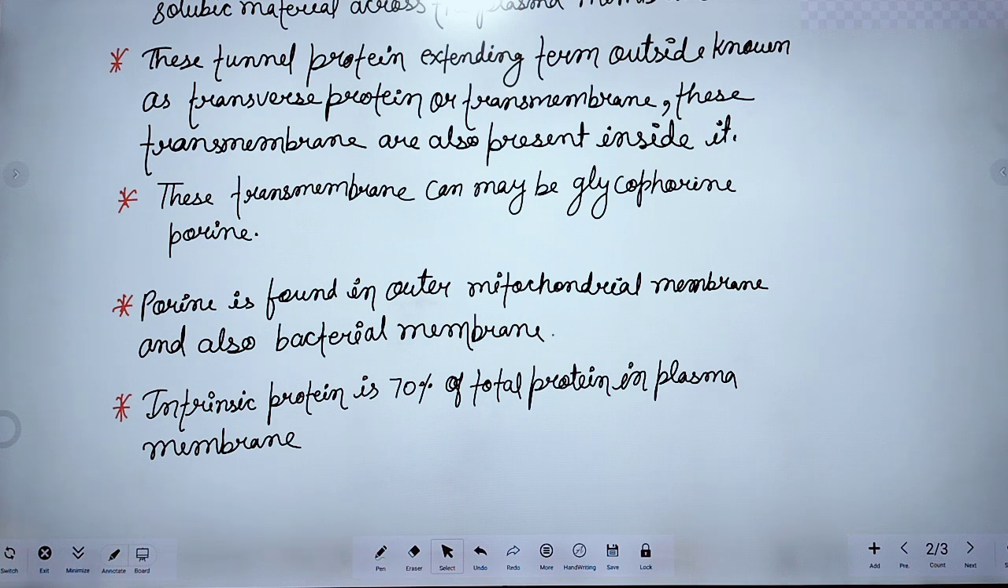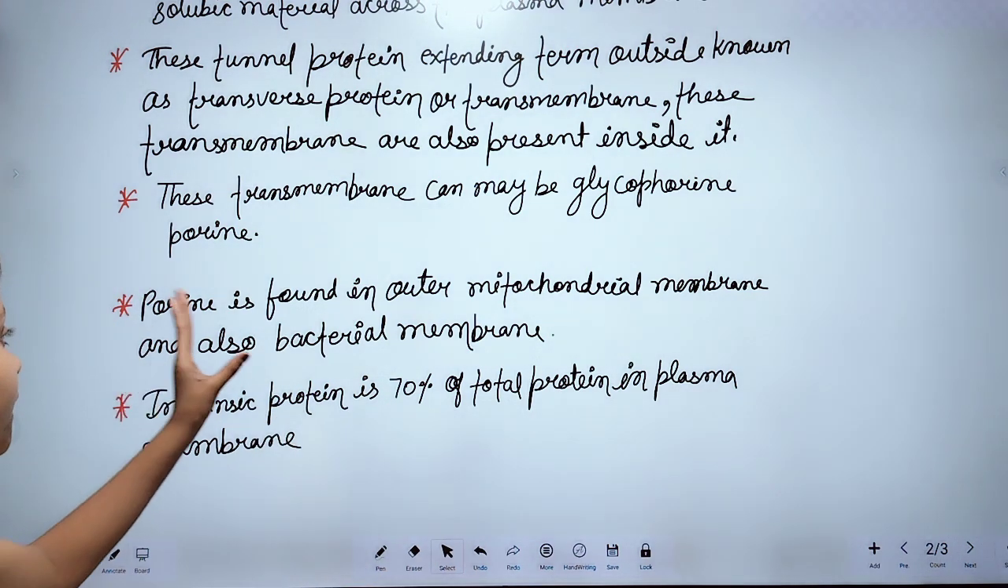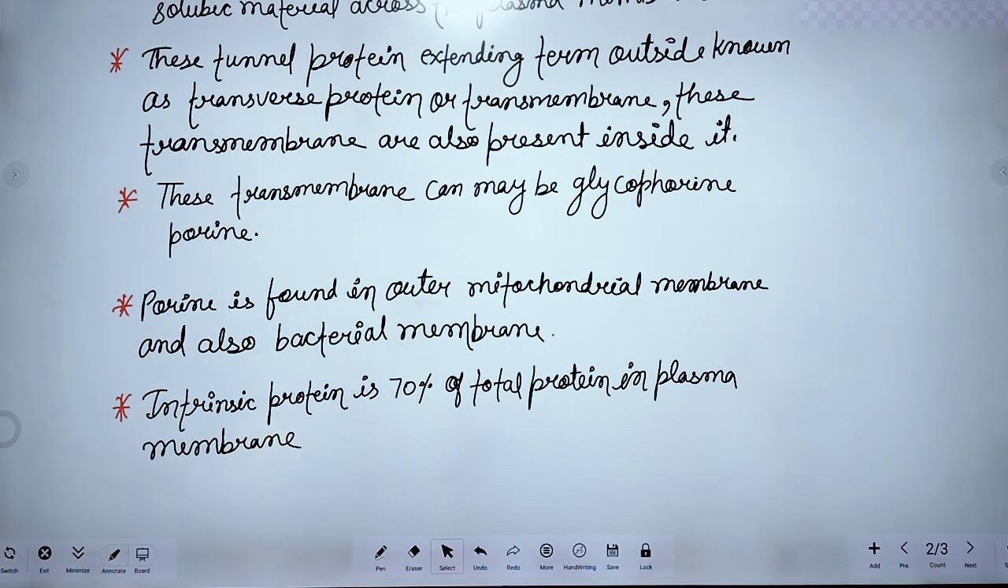This is all about the intrinsic protein. That protein is found in two types of membrane. The first one is the mitochondrial membrane and the second one is the bacterial membrane.